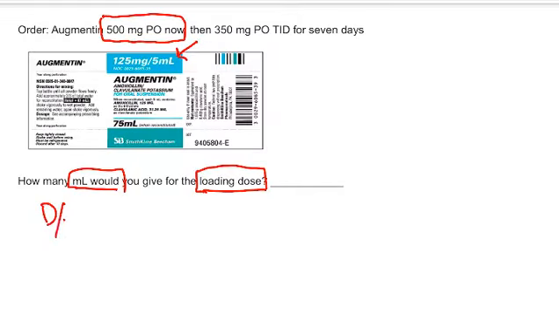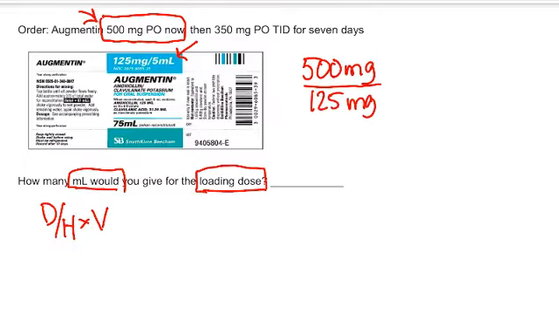So I know that this is going to be a D over H times V question. And I'm going to base it on my loading dose order. My loading dose is 500 milligrams. And then what do I have? I have 125 milligrams in 5 milliliters. Go to my calculator. 500 divided by 125. And I'm going to multiply that by 5, and I know that I have 20 milliliters for my loading dose.